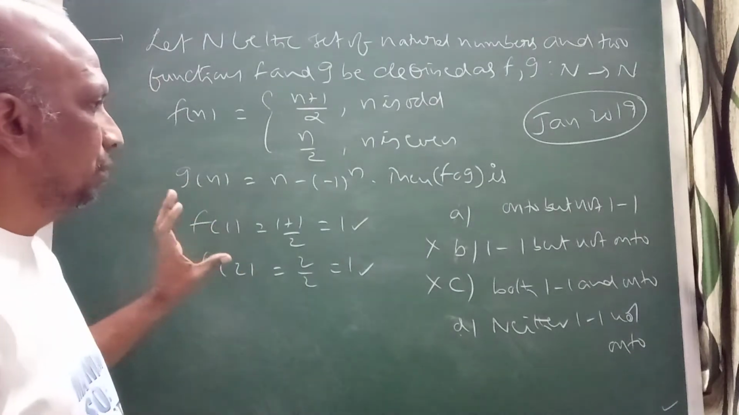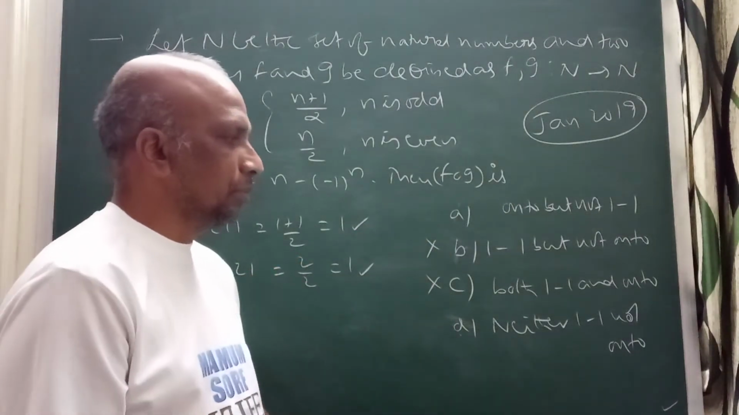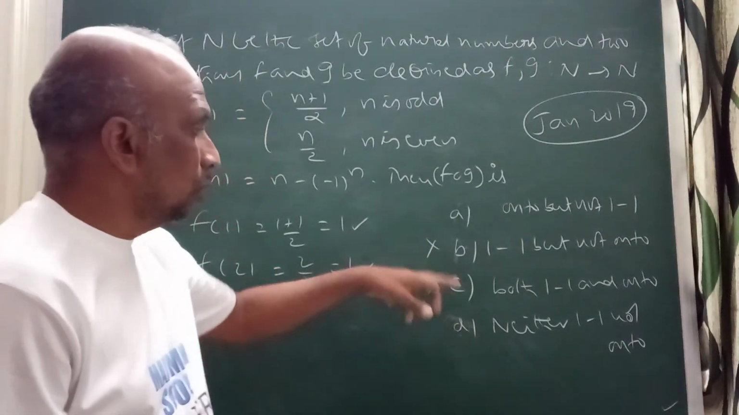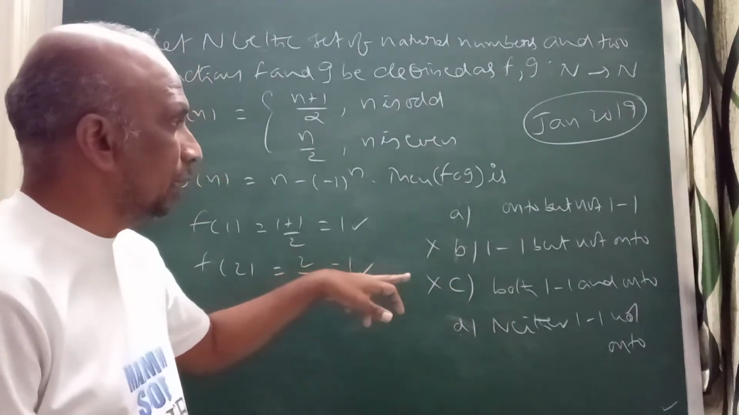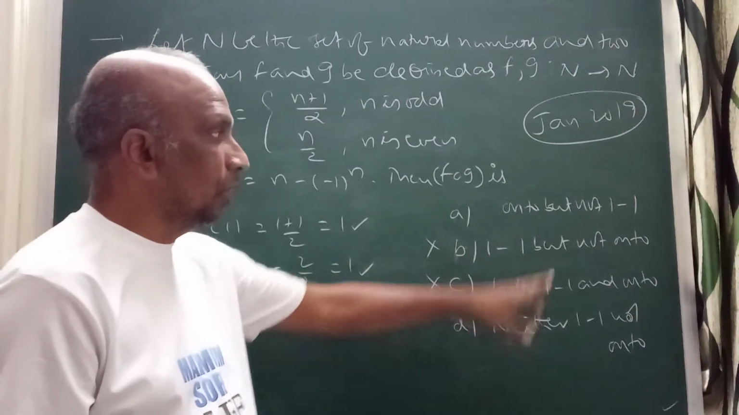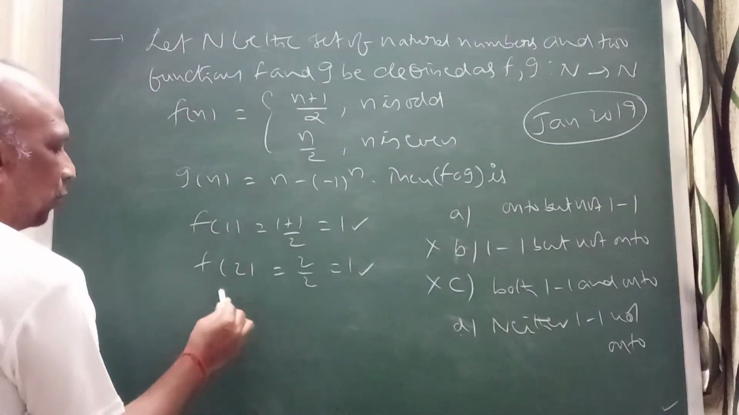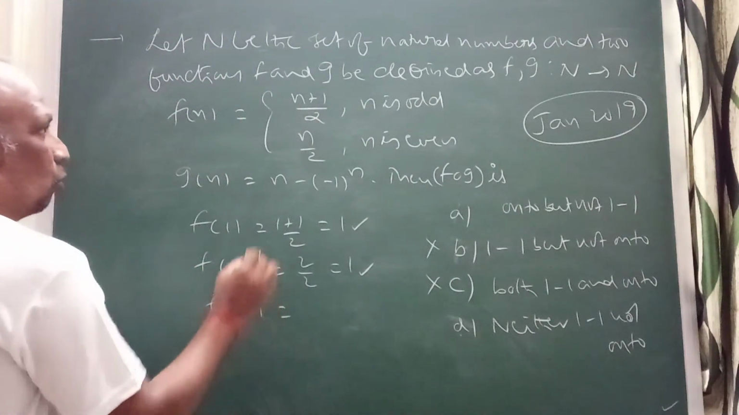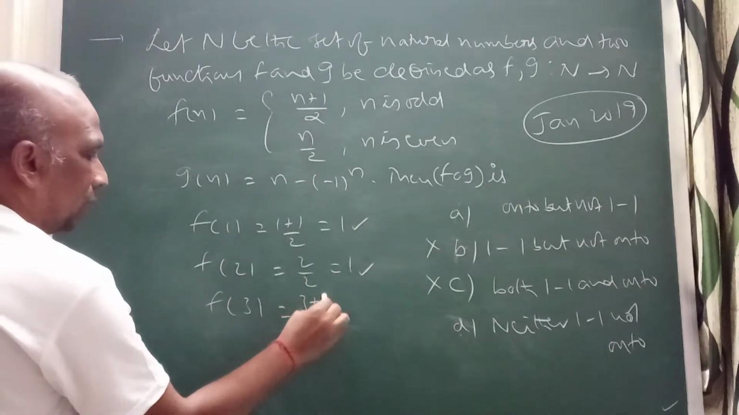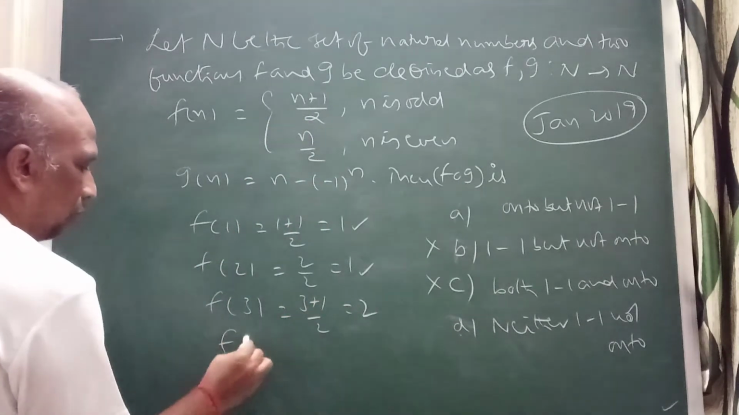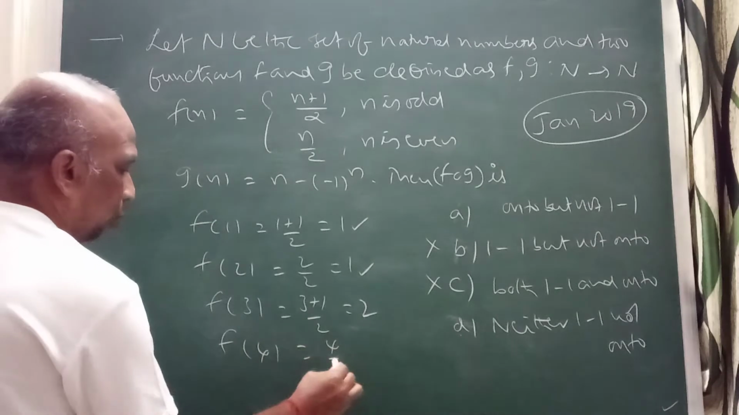Now you can see that the answer may be here or here. Both say it is not 1-1. Now you can check: suppose you take f of 1, f of 2. If you take f of 3, what is f of 3? 3 plus 1 by 2, 4 by 2, 2. F of 4 comes again 4 by 2, 2.